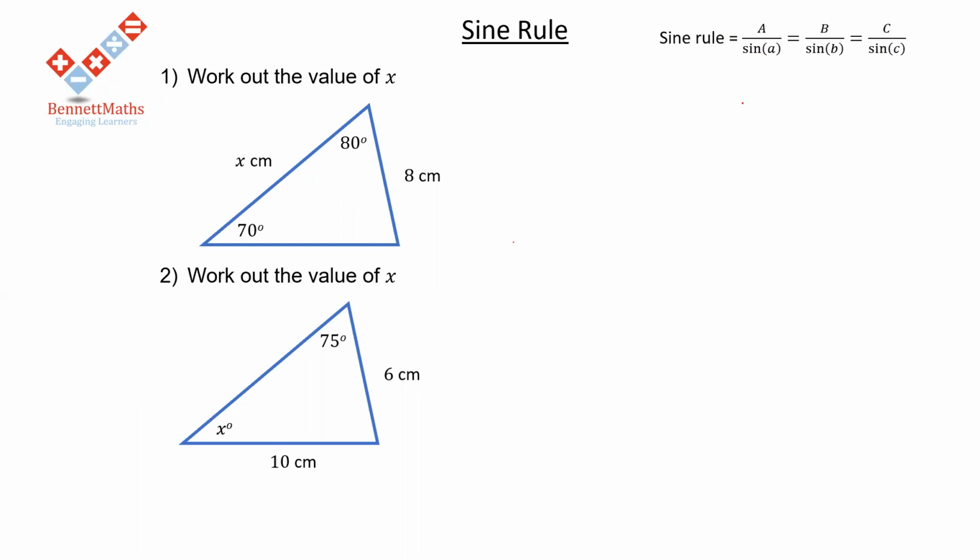What you can do, if you're working out a missing angle, is reverse those to be sine A over A, sine B over B, and sine C over C. So the first step is we need to label the angles and sides that we know.